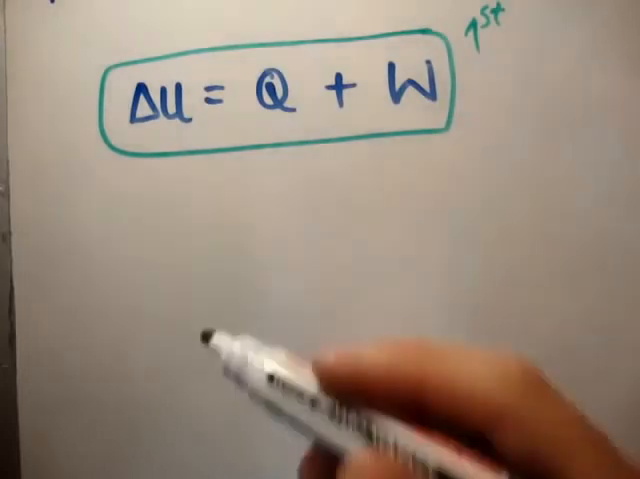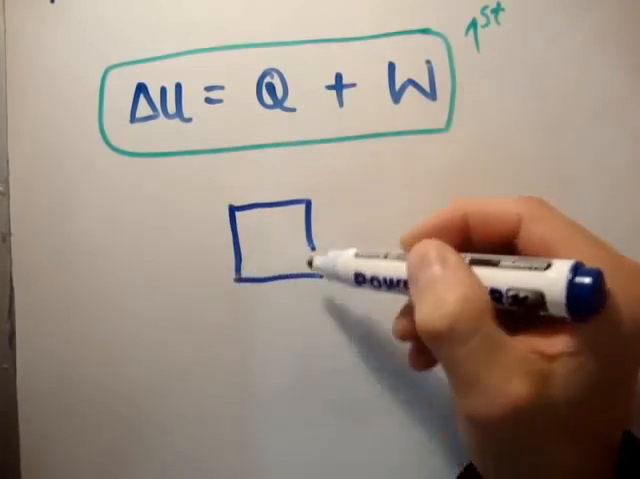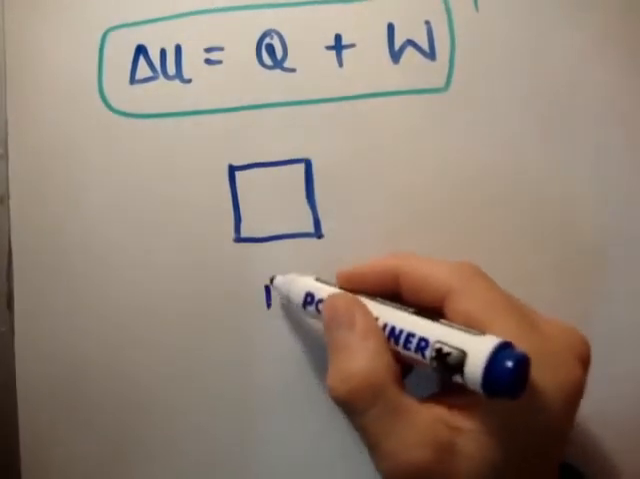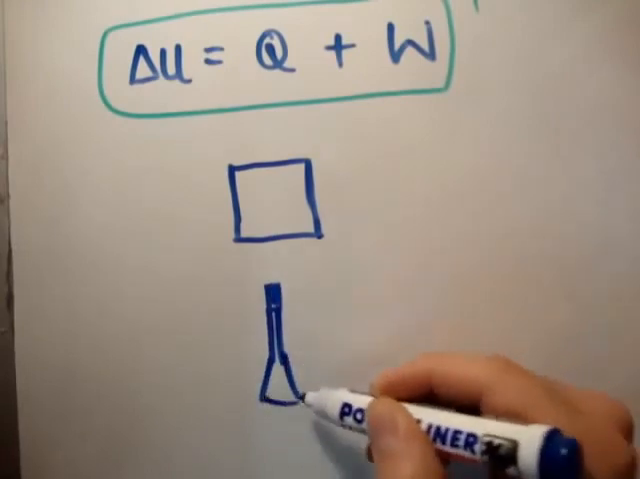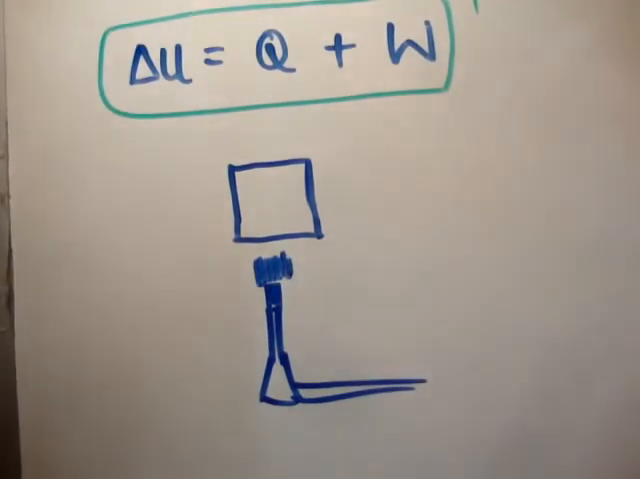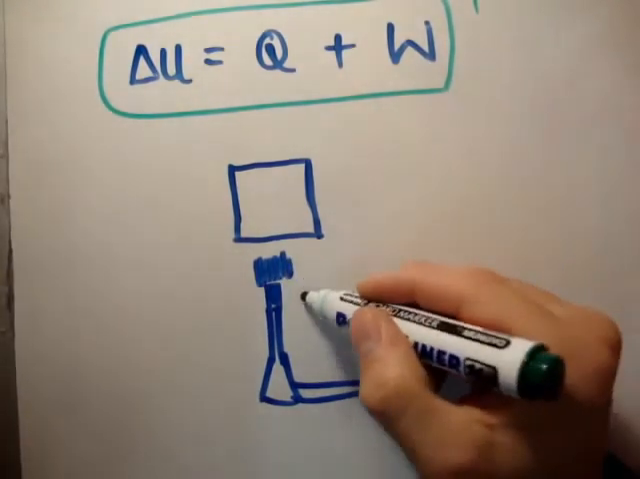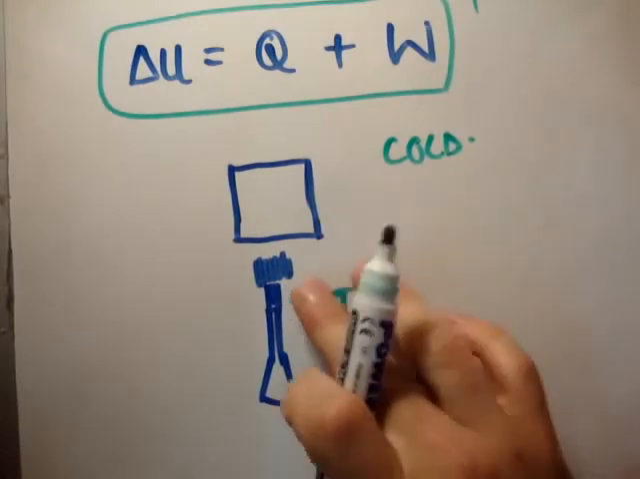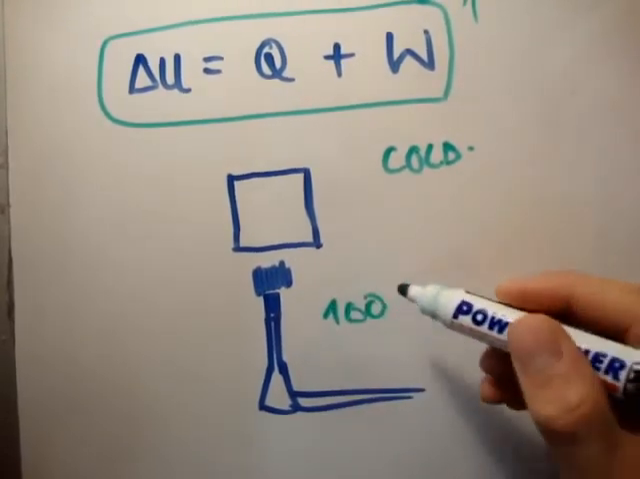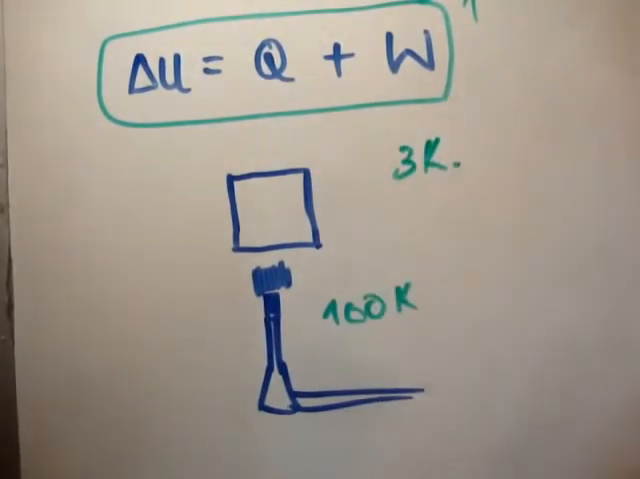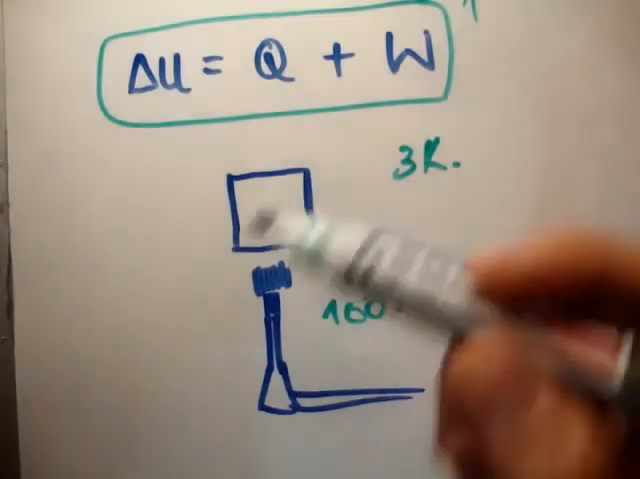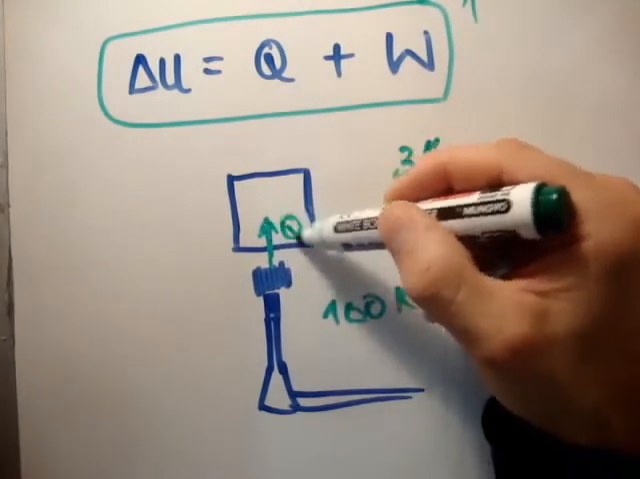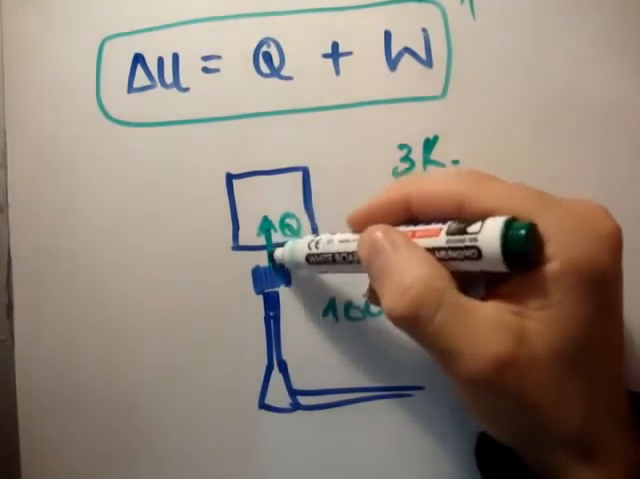Let's say we have a thermodynamic system. Here's our thermodynamic system, and we bring along a Bunsen burner. Here's my Bunsen burner. So the Bunsen burner is going to be hot, and let's say my system is cold, or that there is a temperature difference. Let's put in some numbers. Let's say this is at 100 Kelvin, and this is at 3 Kelvin. Very cold system. So there is a difference in temperature, and this is going to cause a spontaneous flow of heat from my Bunsen burner in here. So we're going to get a positive heat flowing into my thermodynamic system.